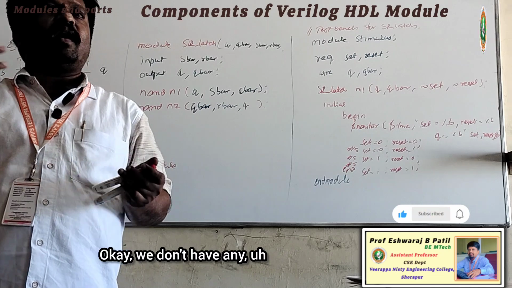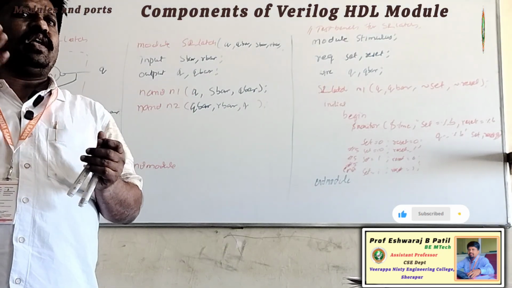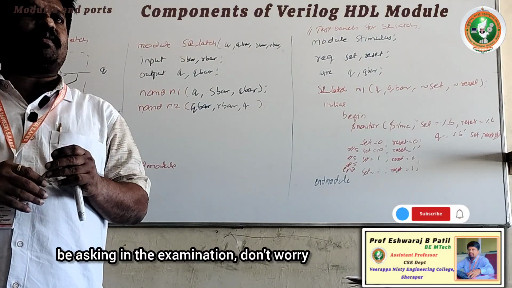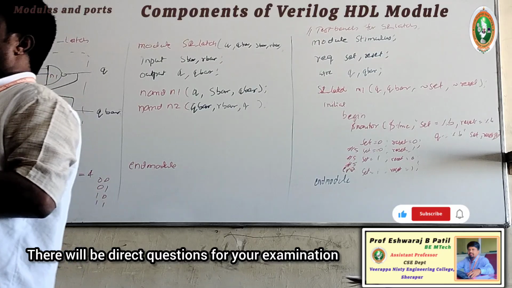Okay, we don't have any permutation combination for changing the thinking here. Only L1, L2 level of questions they will be asking in the examination. Don't worry, direct questions, direct concepts are there. There will be direct questions for your examination.